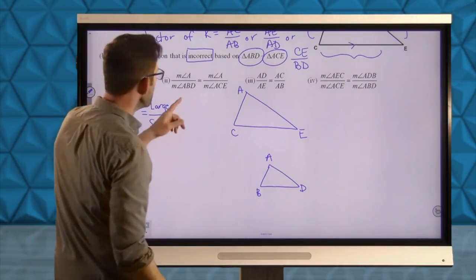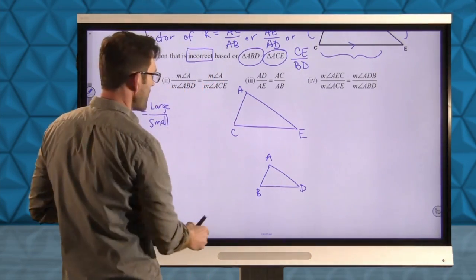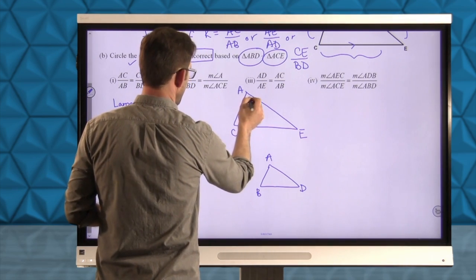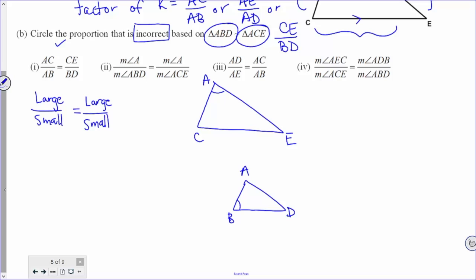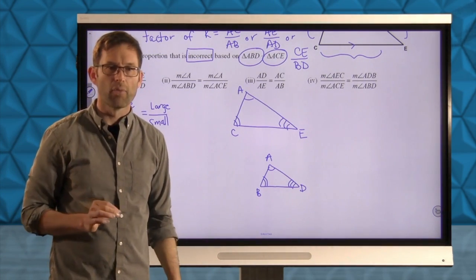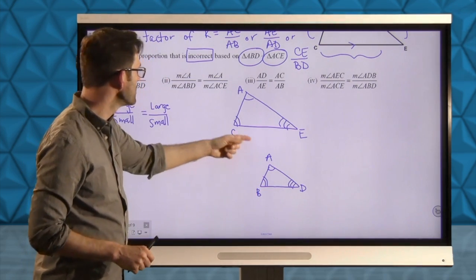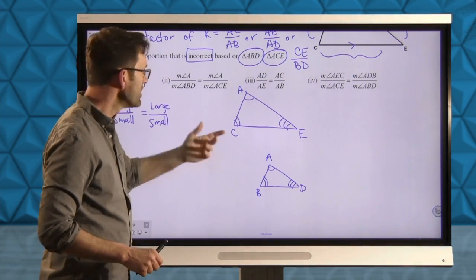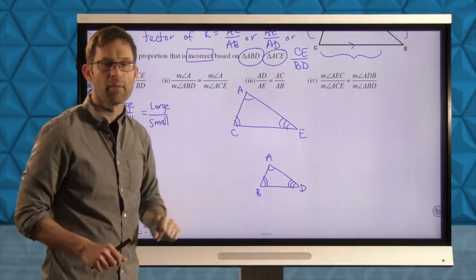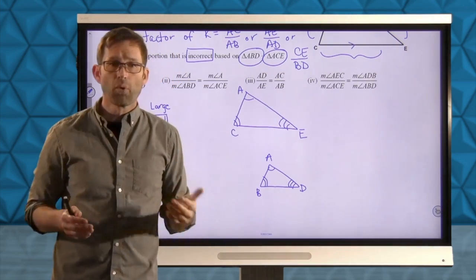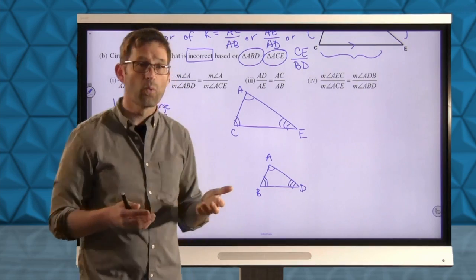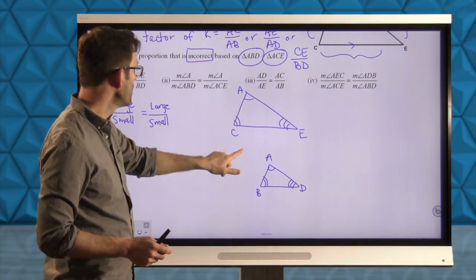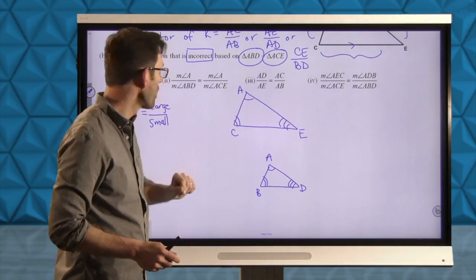Now the angles. The measure of angle A divided by the measure of angle ABD, so this one divided by this one, or better yet this one, they're the same angle, is equal to the measure of angle A divided by the measure of angle ACE. Well, keep in mind that all the angles in the two triangles are the same, all the corresponding angle pairs. So A divided by ABD is equal to A divided by ACE. It's single arc divided by double arc equals single arc divided by double arc. It's not that the angles are proportional to one another, the angles are literally equal. So you can track that with the arcs. Single arc divided by double arc is equal to single arc divided by double arc. So that works fine too.